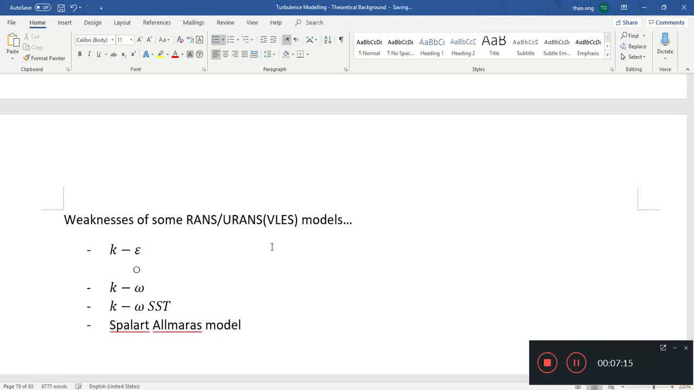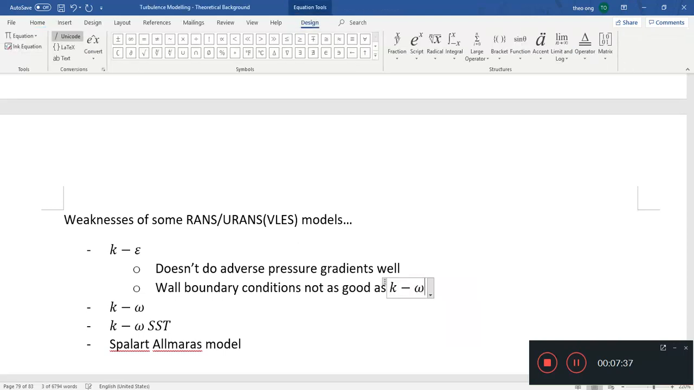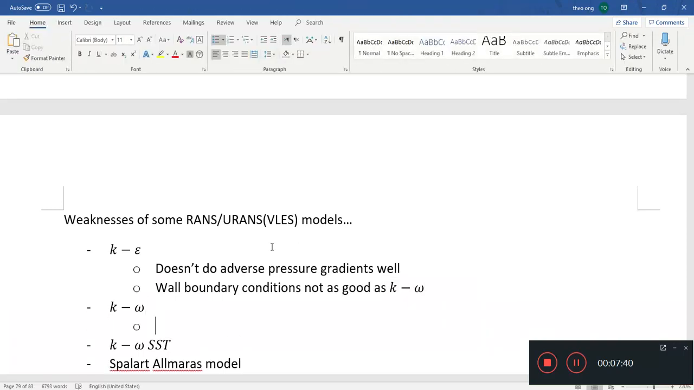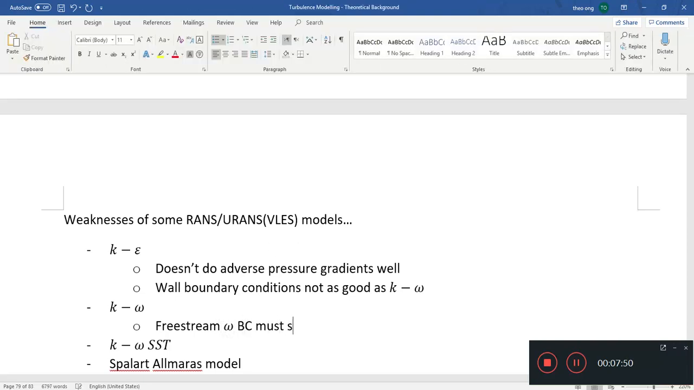So the K-epsilon model doesn't do adverse pressure gradients well. About wall boundary conditions, not as good as K-omega. Okay, K-omega has another weakness. The free stream omega boundary condition must be specified.